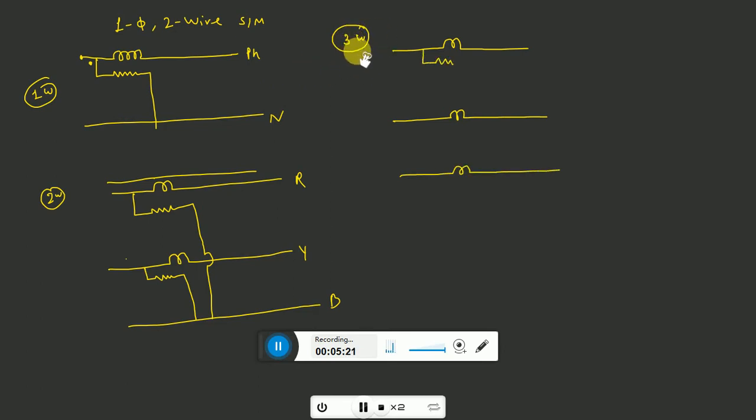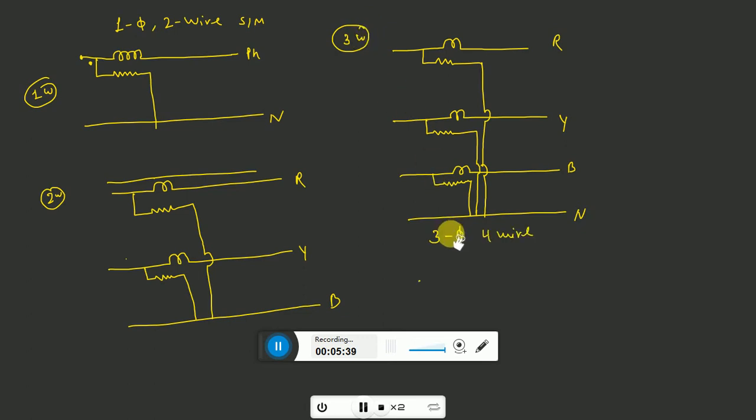In the 3 wattmeter method, basically this is your potential coil, pressure coils. This is R, Y, B, and N. In this system, this is your 3 wattmeter method. Here we use a 3-phase 4 wire system. In a 3-phase 4 wire system we require 3 wattmeters. For a balanced system we require a single wattmeter to calculate power.